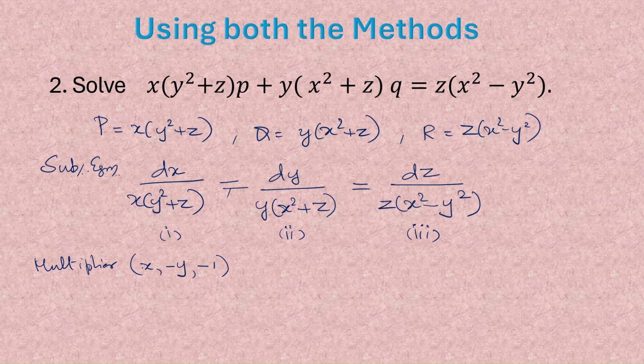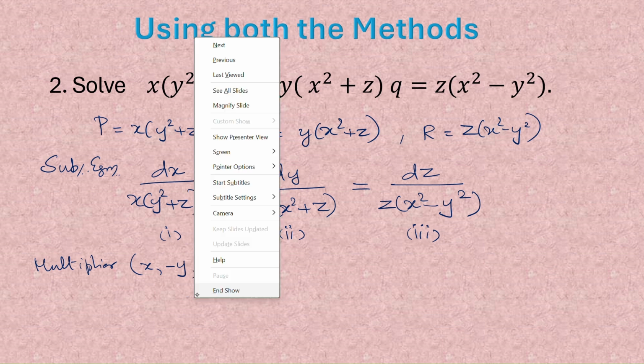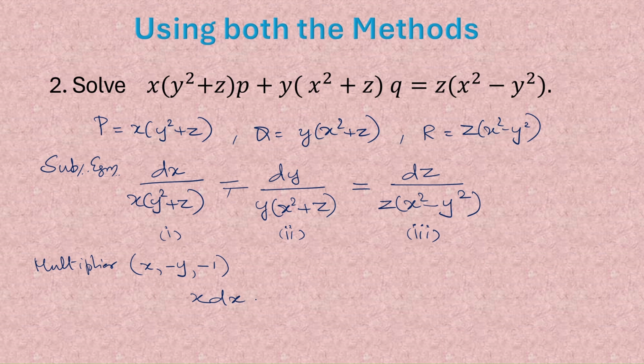So actually this is just a trial and error method only. If any multiplier you are choosing doesn't satisfy, we have to go for another option. So if we take x, minus y, minus 1 as the multiplier so that the denominator becomes 0, we have to multiply with both the numerator as well as the denominator and add them together. So x dx minus y dy minus dz, this is what we are doing in the numerator. Similarly, we have to do the same thing in the denominator also.